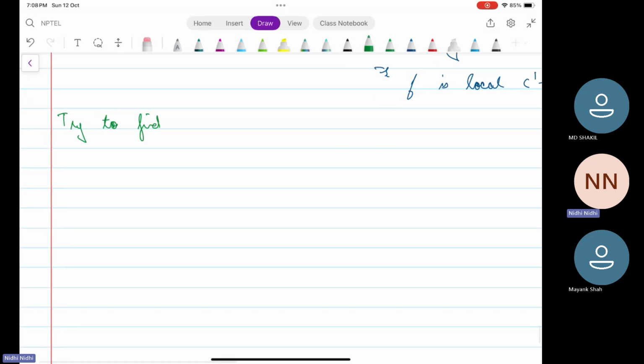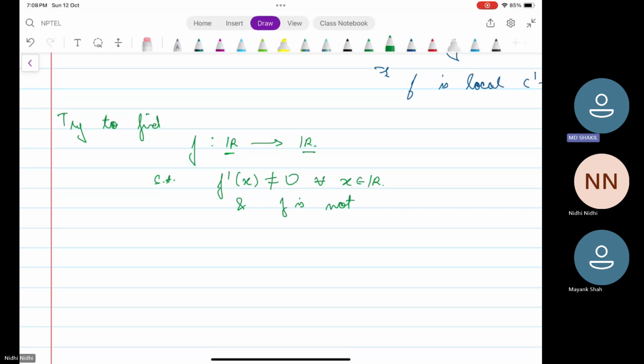Firstly, I would like you to find a function f from R to R such that its derivative is non-zero for every x in R, but f is not surjective. Because when the function is from R to R, the derivative being invertible means that at every point the derivative is non-zero. So if we take e to the power x, yeah, exactly.